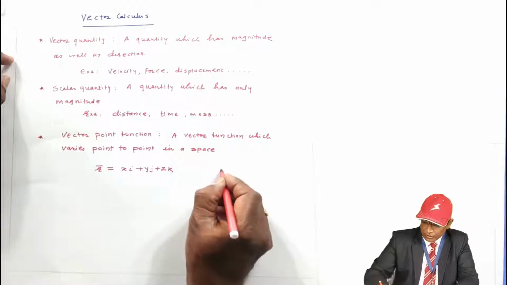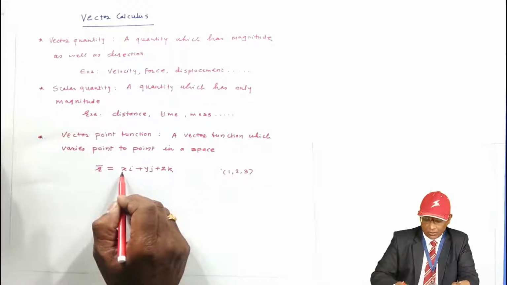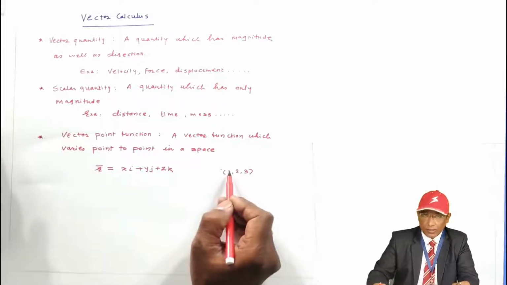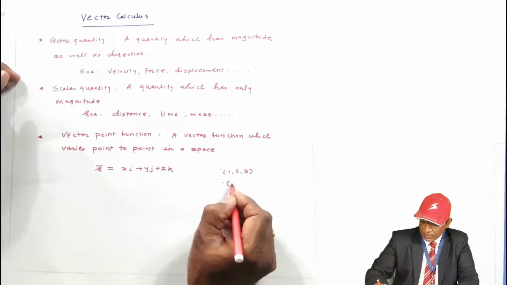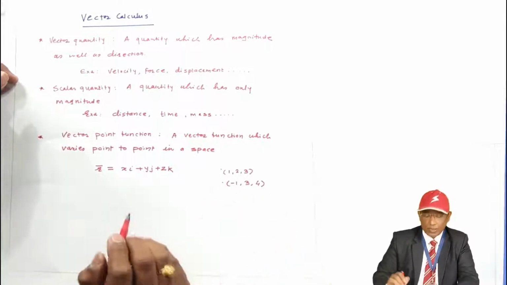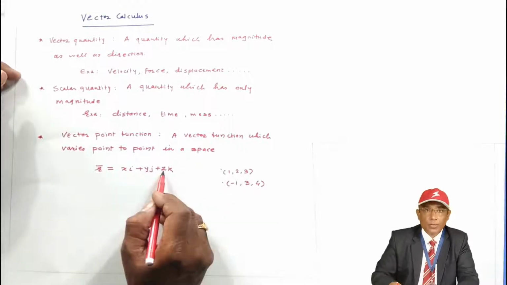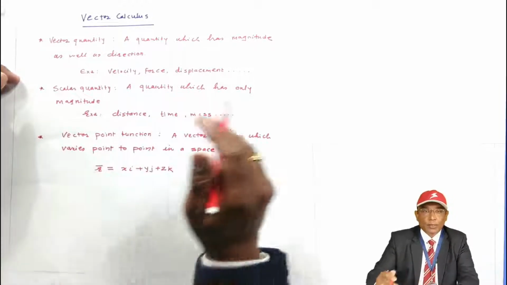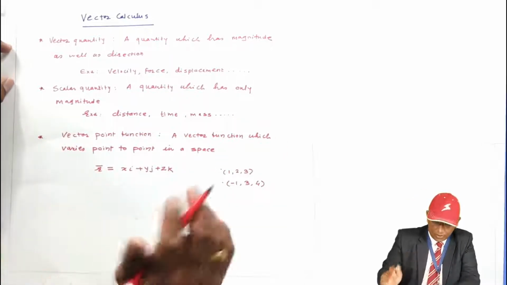Means at this point, (1, 2, 3), what is the value of r bar? What is the radius vector at this point? 1i, 2j, 3k. What is the radius vector at this other point of the space? Minus 1i plus 3j plus 4k. Means point to point, this vector function is being varied. That's why it is called a vector point function.